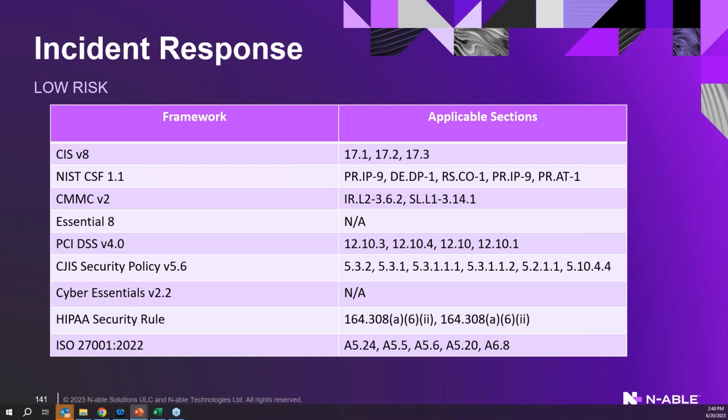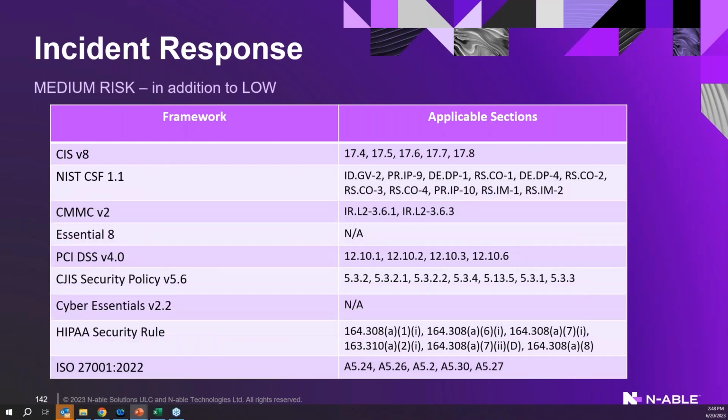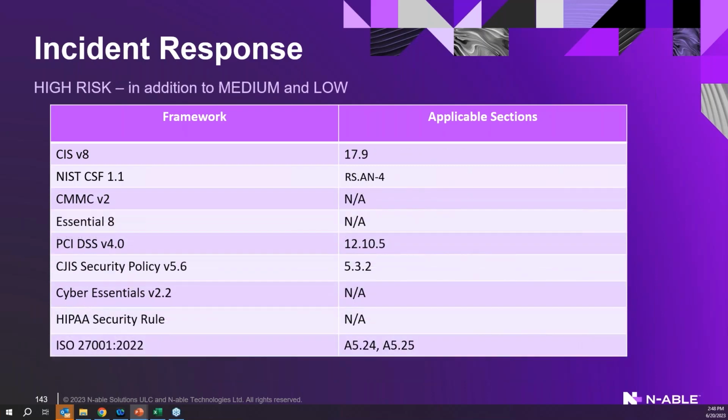For low risk environments, all the frameworks are asking for something here, except for Essential 8 and the Cyber Essentials. They don't call it out by name, but you'll need incident response. It's going to be a part of those services anyway. It's kind of unspoken. It just doesn't have a giant neon sign on it. For medium risk, there are still more additional controls being asked for, and by the time we get out to high risk, there's a handful of additional controls that are being asked for, but they're not universal.